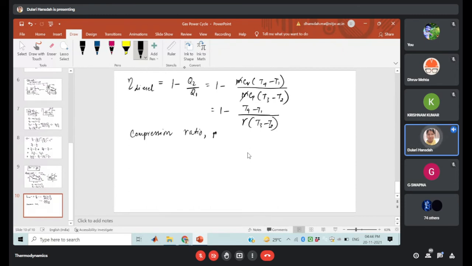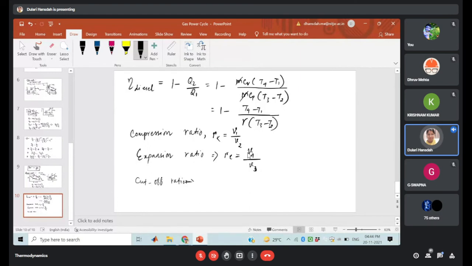So compression ratio is nothing but the ratio of the maximum volume, that is V1, upon V2. Okay. Then we have the expansion ratio, in this case that is RA. RA is nothing but V4 upon V3. Okay, V1 upon V3. Okay. Then we have the cutoff ratio.